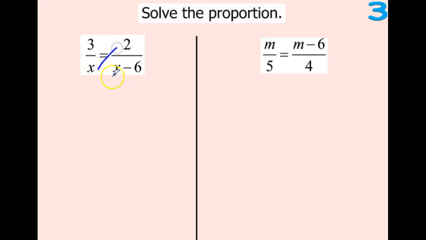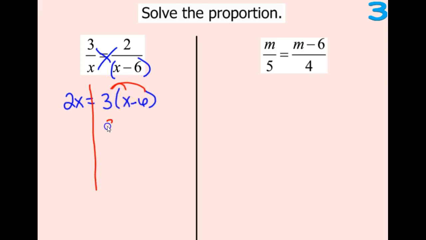We're going to cross multiply. Multiply one side, 2 times x is 2x. 3 times this whole piece, we have 3 times x minus 6. And we need to distribute. So 3 times x is just 3x. 3 times negative 6 is negative 18.